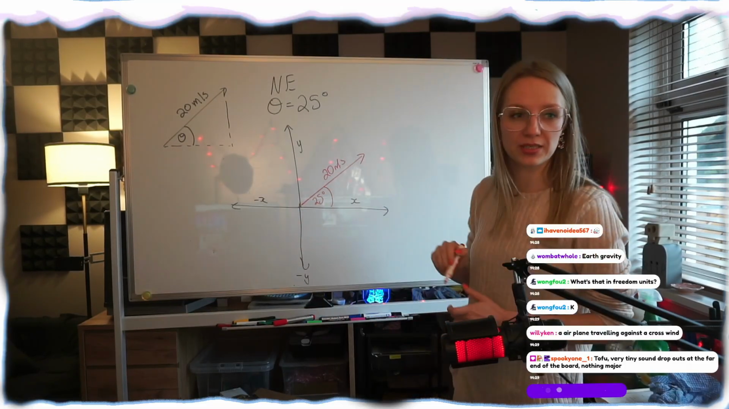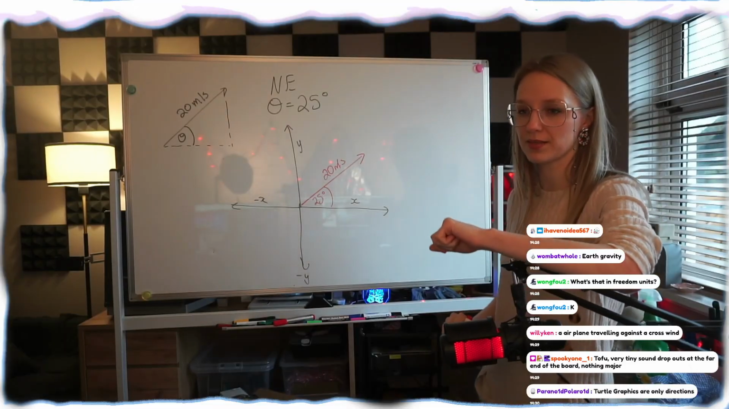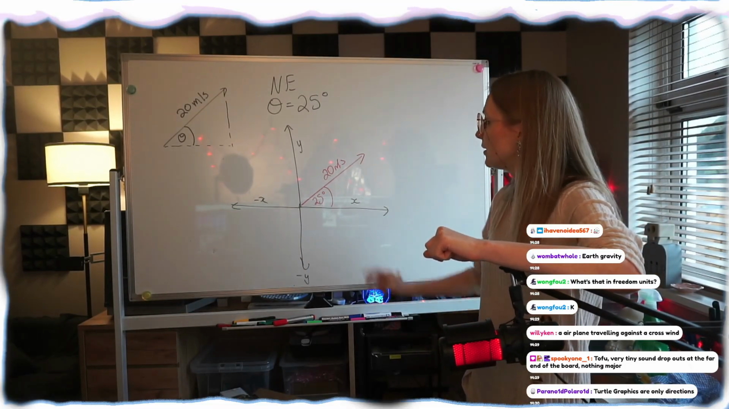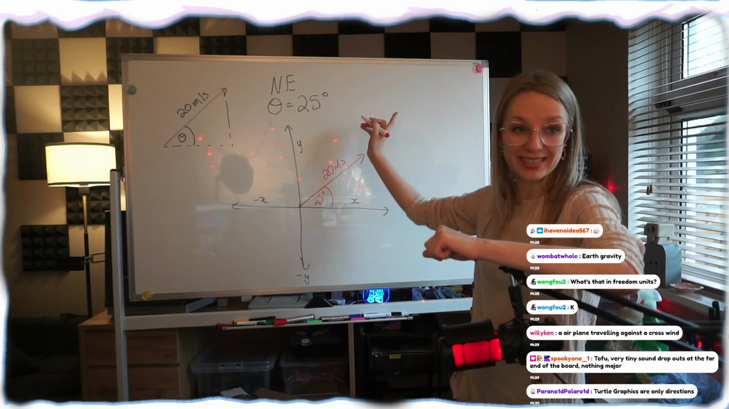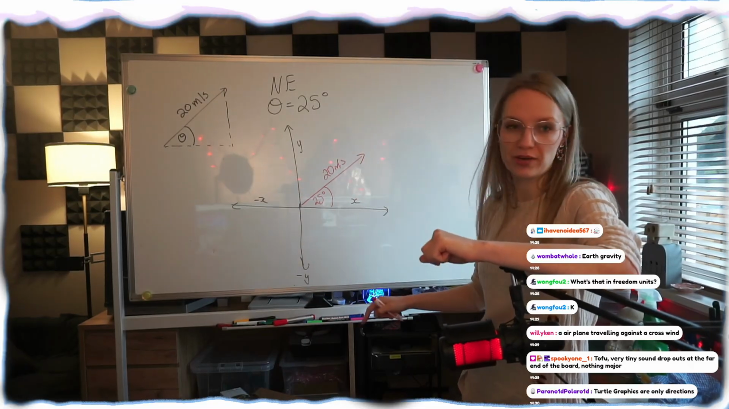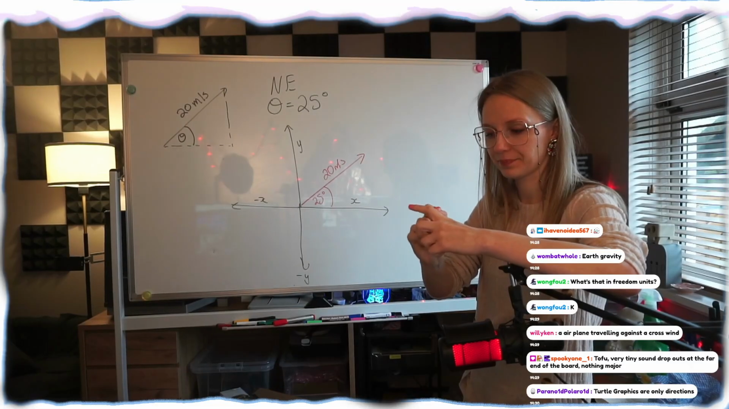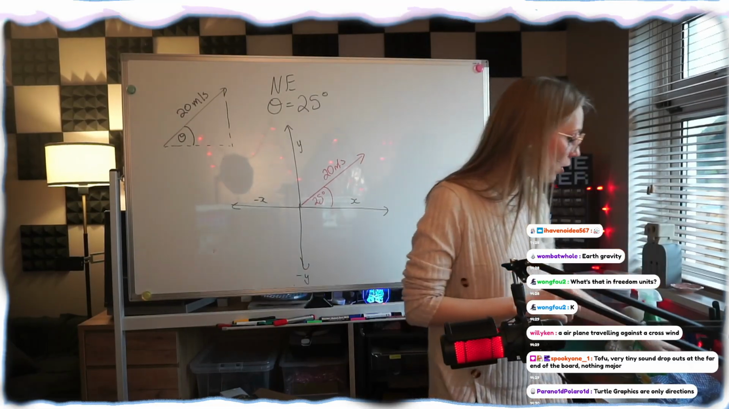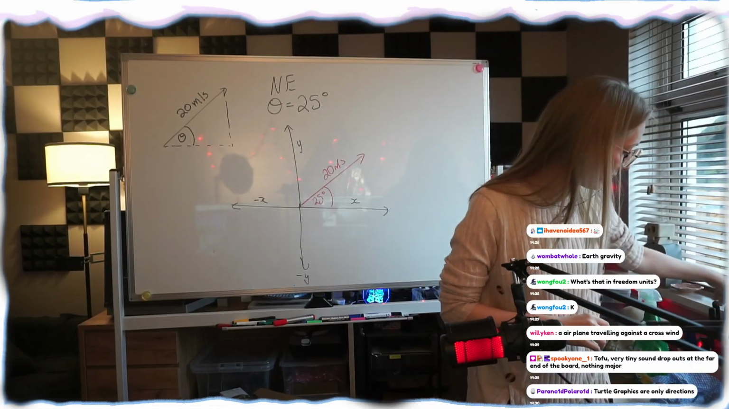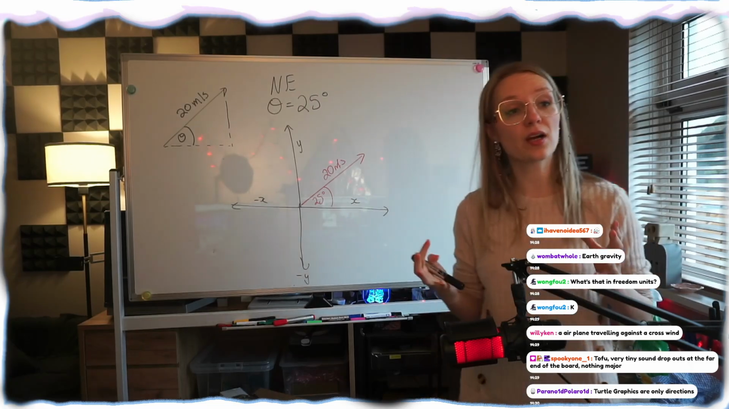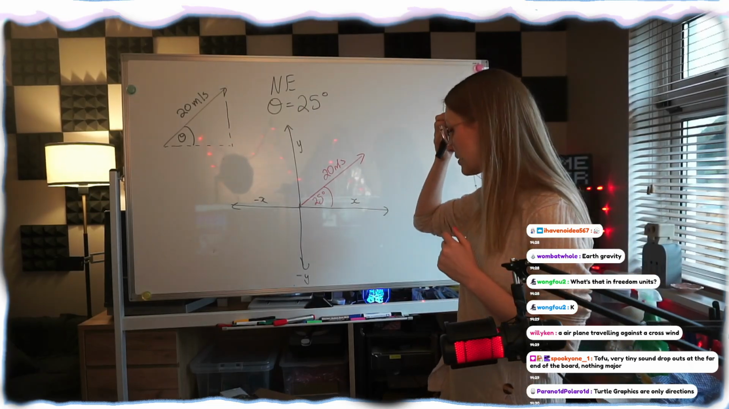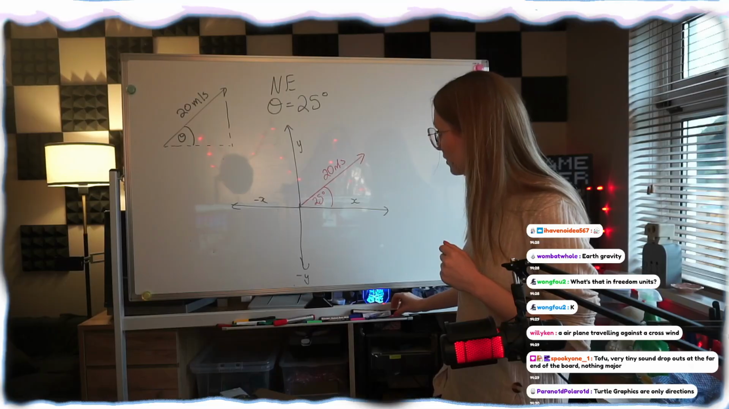So I've picked up this vector and I've put it on this board to make things a little bit easier for me. It's traveling at 20 meters per second in this direction at an angle of 25 degrees from the x-axis, okay? Now, if we wanted to do maths with this, things get hard. It is very complicated.